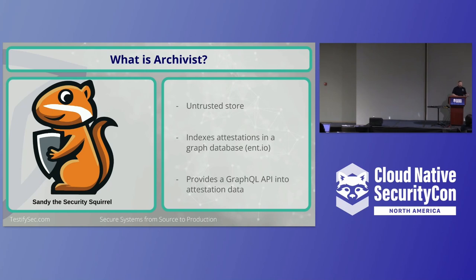What it does is index attestations into a graph database that allows you to follow the nodes and edges of your supply chain to find the evidence that you need. And then finally, it provides a GraphQL API into all this attestation data to make querying very efficient and flexible.